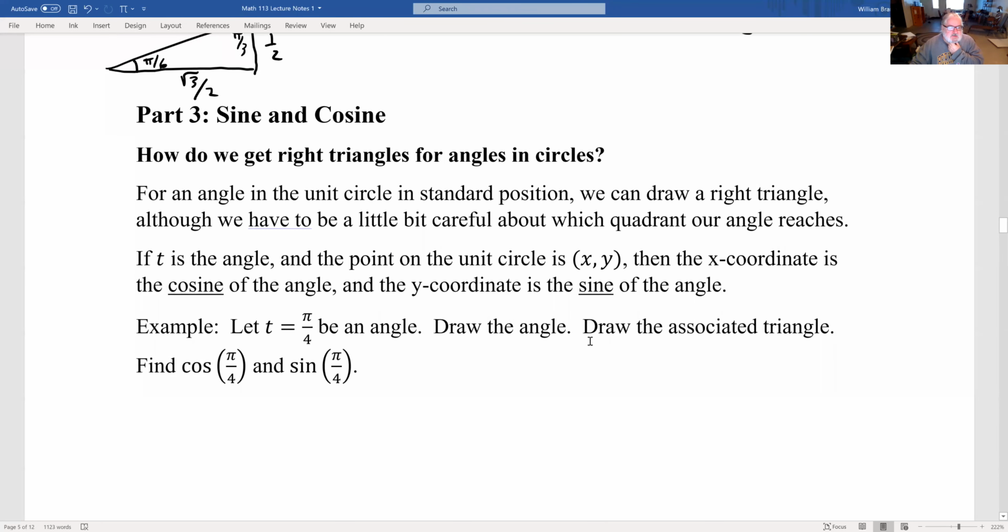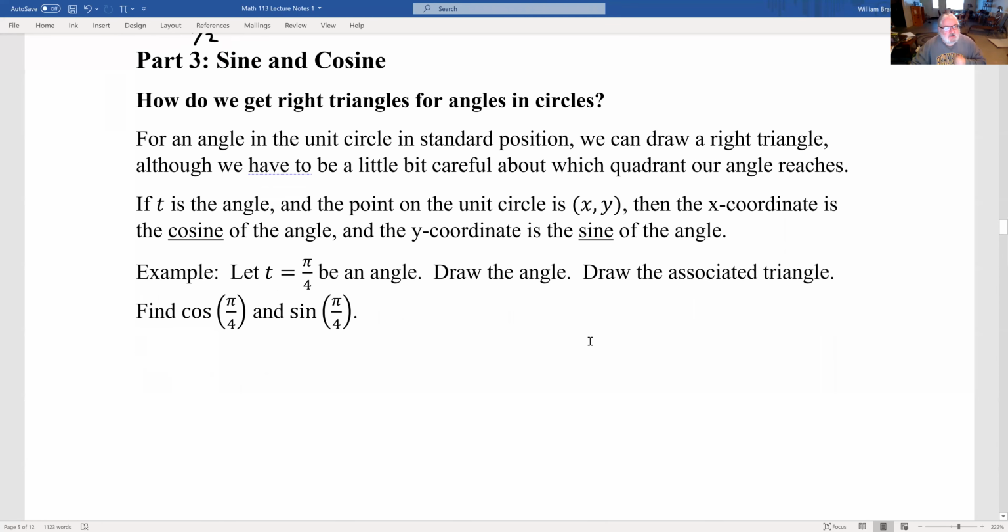Okay, so sine and cosine. How do you get right triangles for angles and circles? So we want angles in standard position. We can draw a right triangle. We have to be careful about quadrants. And if t is the angle and the point on the unit circle is (x, y), the x coordinate is called the cosine, the y coordinate is called the sine.